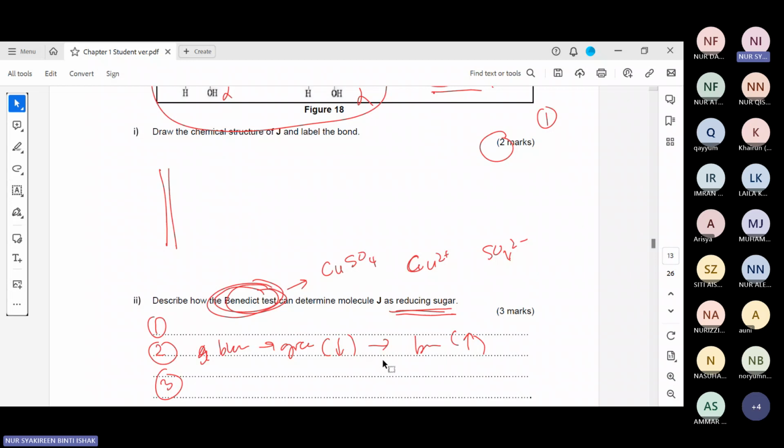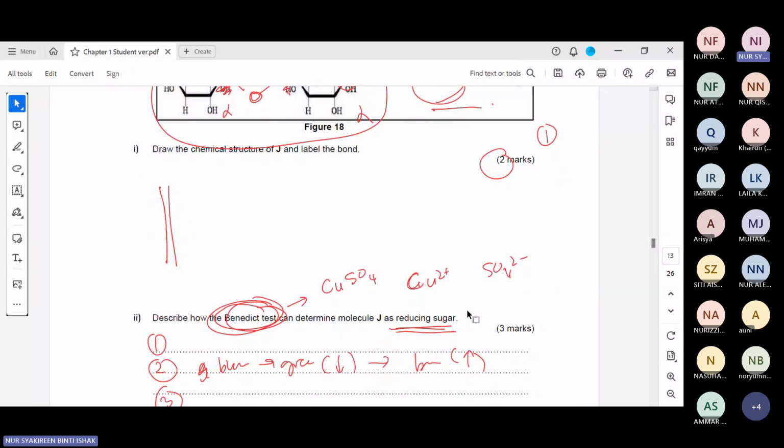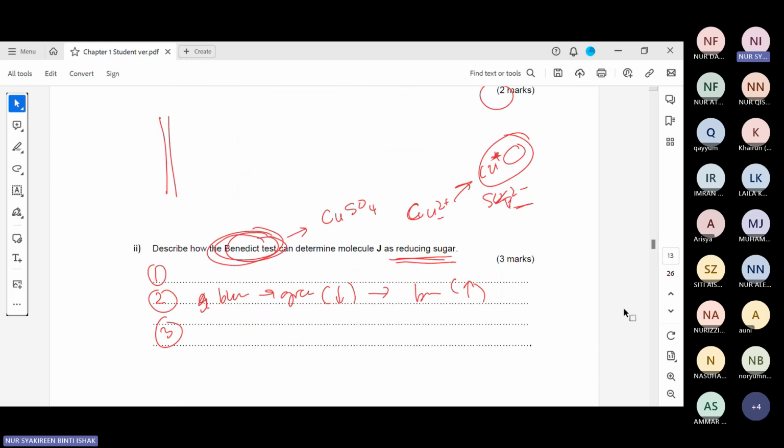So this carbonyl group is free to involve in the oxidation reaction. Okay, redox reaction basically. Redox reaction which is to reduce copper 2 to copper 1. Sorry, copper 2 to copper 1 kan. Copper 1. Okay, copper 1. So basically dia akan form daripada copper sulfate kepada copper oxide. Okay. Copper oxide itulah yang brick red precipitate. Right?